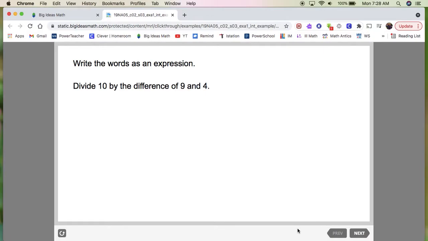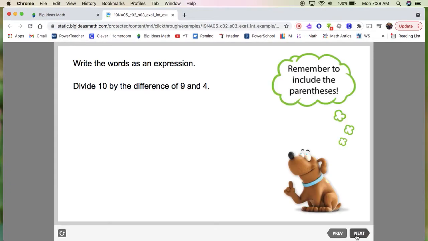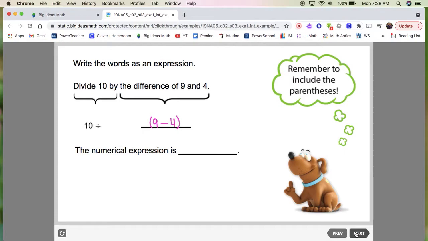So the first one we're going to do is the example at the top of the page. It says, write the words as an expression. We're going to divide 10 by the difference of 9 and 4. And it says to remember to include the parentheses. So the first part of the expression says divide 10 by, so here we say 10 divided by the difference of 9 and 4. And if you remember, the word difference means that we're going to be subtracting. So it's going to be the difference of 9 and 4, so 9 minus 4. We keep it in this order, 9 and 4. So the numerical expression is 10 divided by (9 minus 4).